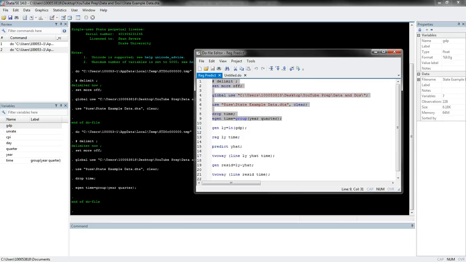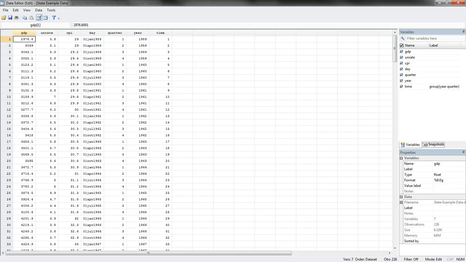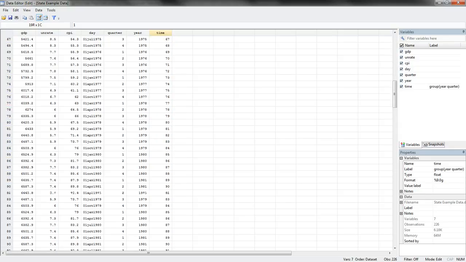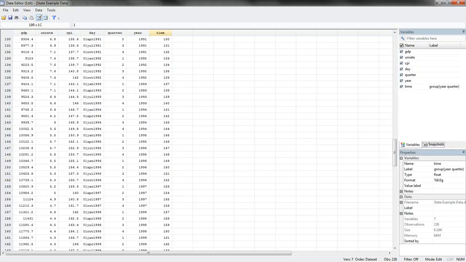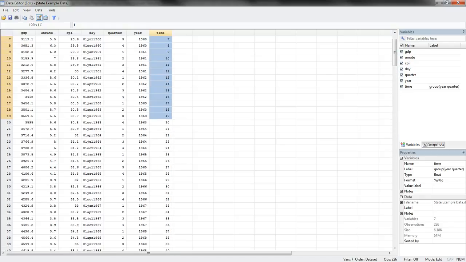And when I open it up, this is what I get. So I see a time variable that's just increasing by 1. This is telling me each unique quarter, and the higher the value, the later the date, or the later the quarterly values for GDP.